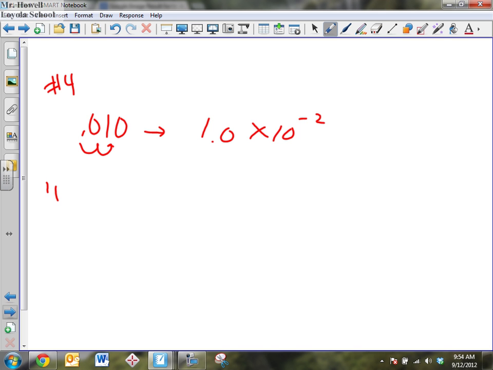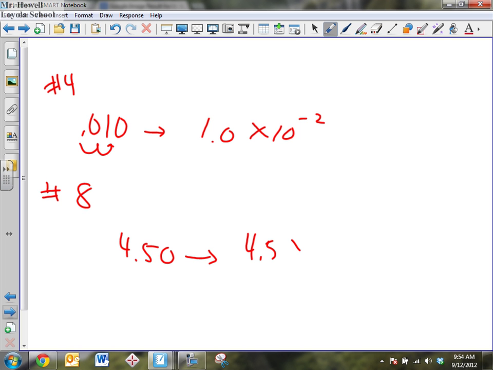Number 8. Sure, number 8. How do I convert 4.50 into scientific notation? 4.50 times 10? Oh, wait, no. It's already in scientific notation. It's already good. Close, close. We're on the right track. 4.5 times 10 to the 0, because you want to say 1. Very good. So think about it as times 10 to the 0.